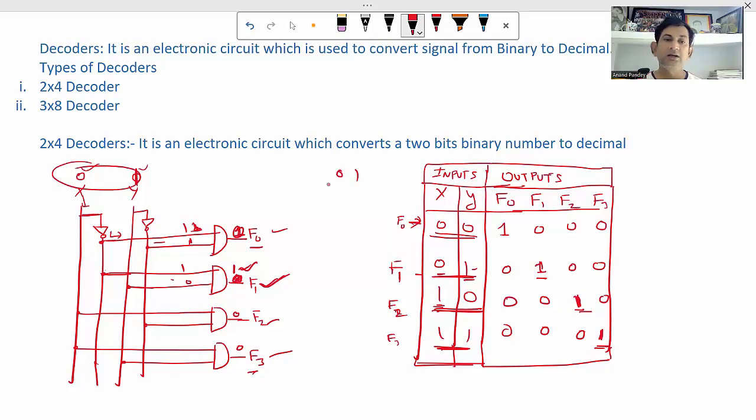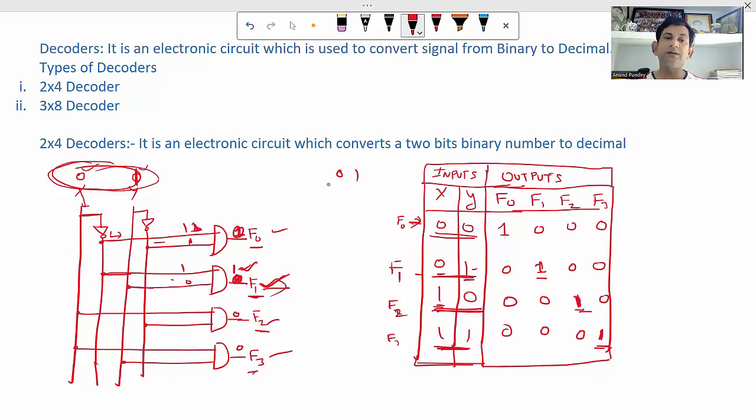So in this way, this circuit is converting a 2-bit binary number to decimal. If you are getting output 1 for this, it means 1 in the decimal number system. If you are getting output for this, it means we have converted that into 2 in the decimal number system. So this is the working. You might have to explain the working. It's rare, but basically you must know how to draw the circuit and how to write this truth table.